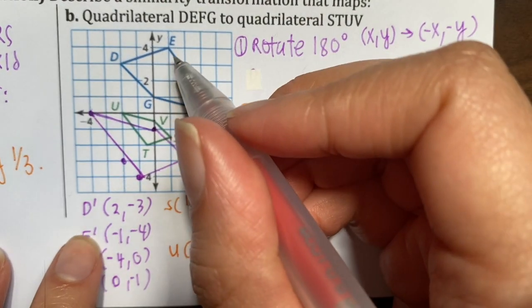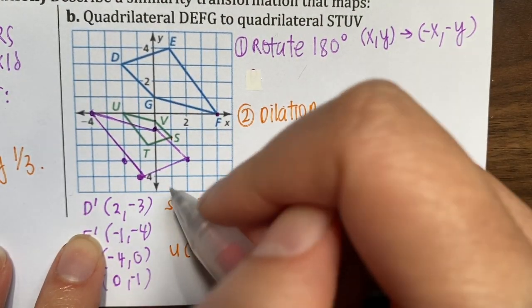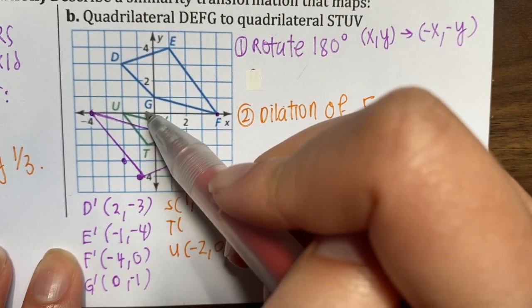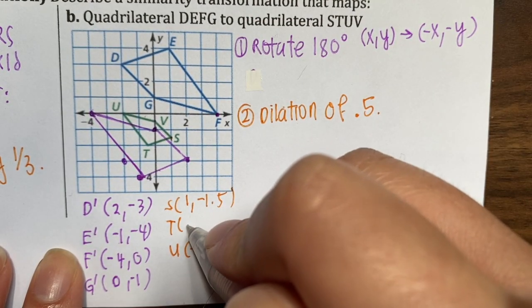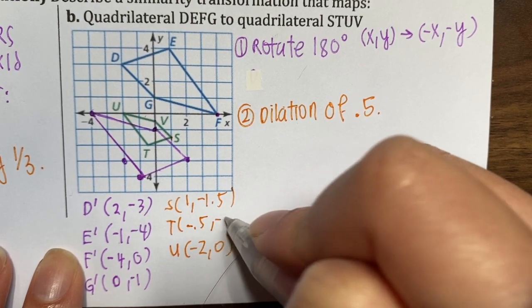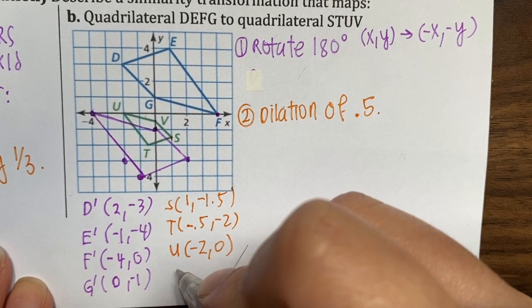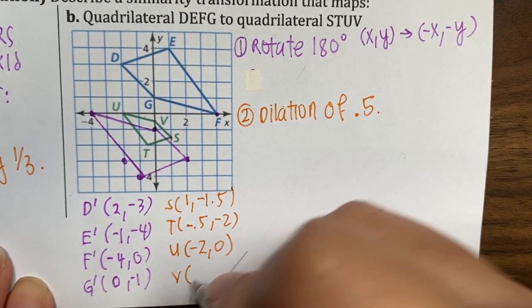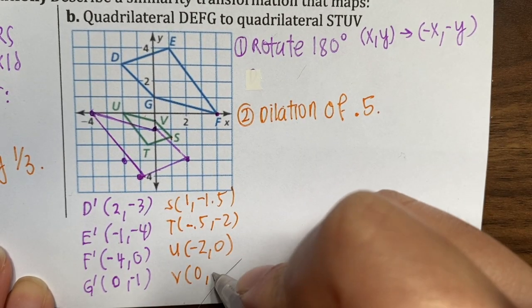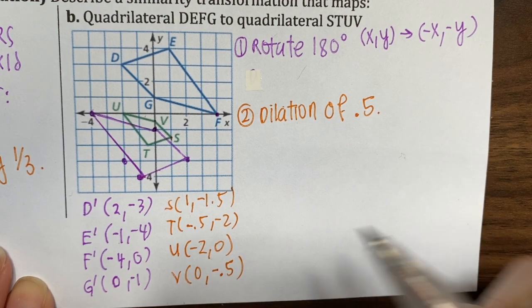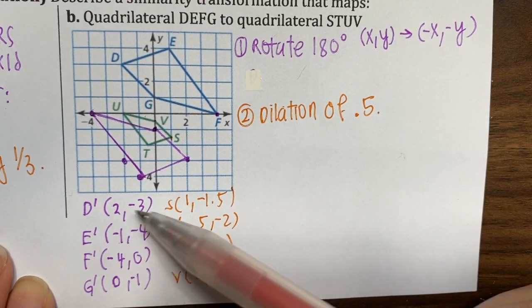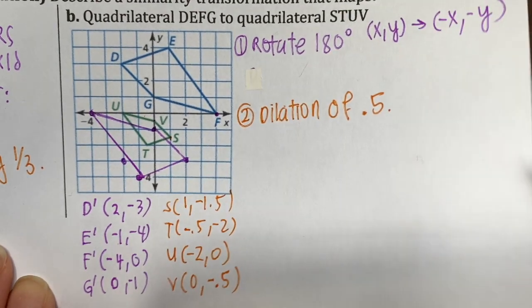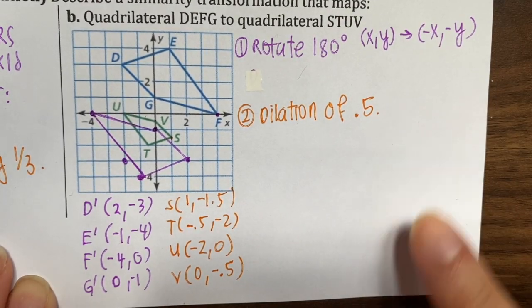So E corresponds with T, and T is at -0.5, -2, and then lastly, our point V is at 0, -0.5. We just want to make sure that each of the x and y coordinates is exactly half. And I noticed that that is right, so our dilation of 0.5 makes sense.